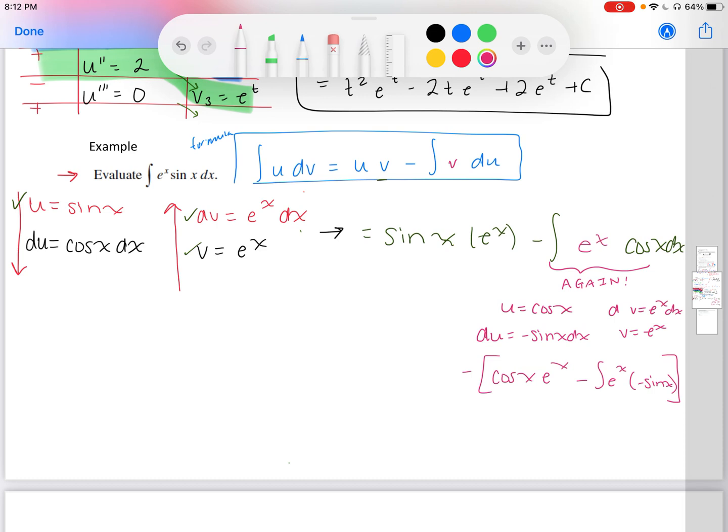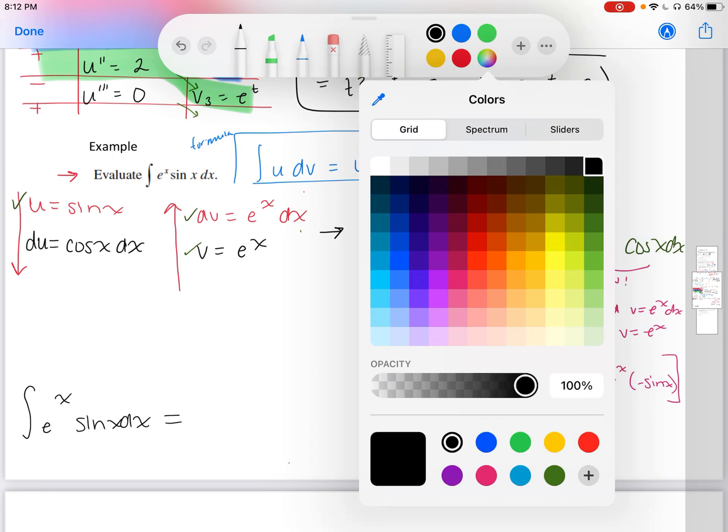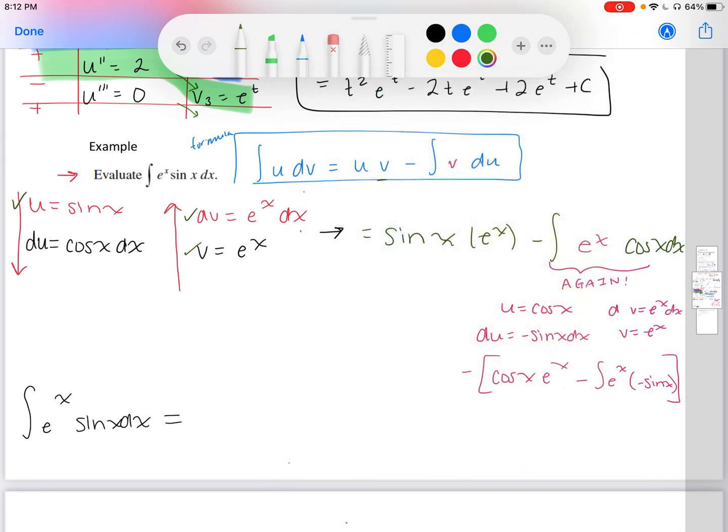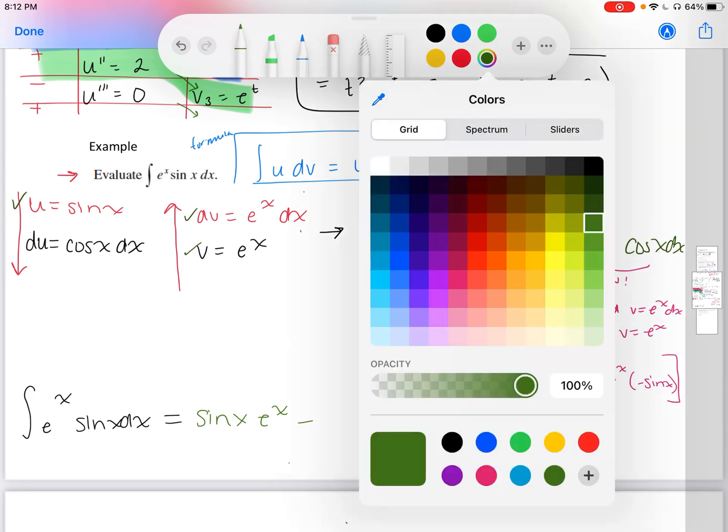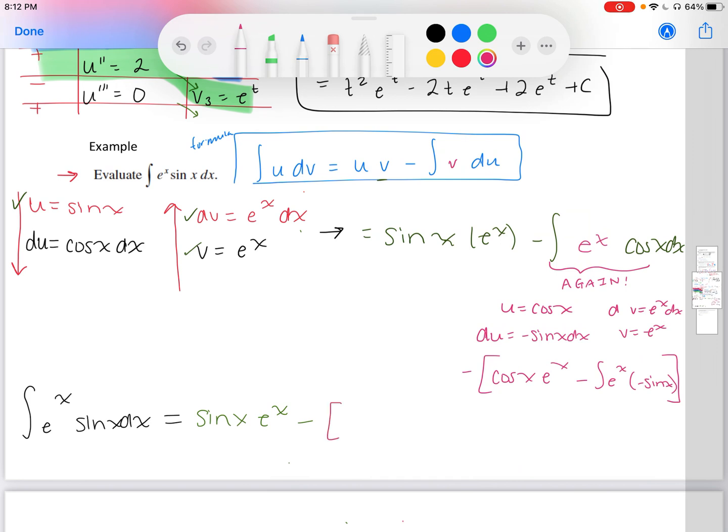Okay, let's go ahead and put this all together. So what is our problem asking? Our problem is asking for the integral of e to the x sine of x dx. And our answer so far is, when we integrated by parts the first time, we had sine of x e to the x, and then we had minus. We had to integrate by parts again, and we got cosine of x e to the x minus the integral of e to the x sine of x.